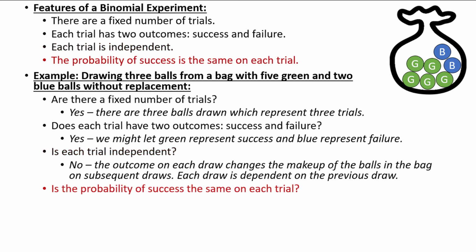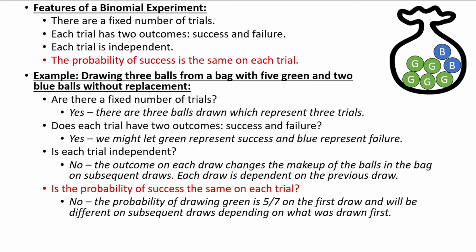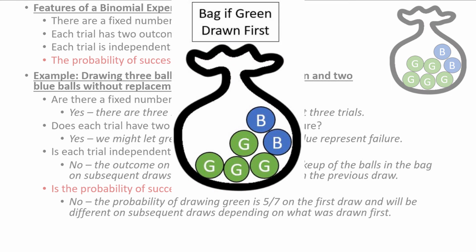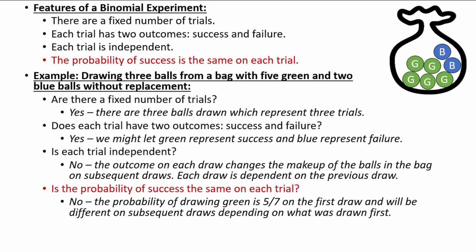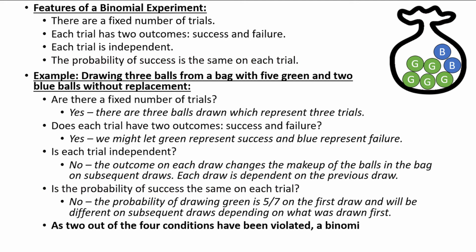Is the probability of success the same on each trial? No. The probability of drawing green is 5 out of 7 on the first draw, but the probability of drawing green on the second draw will be 4 out of 6 if green was drawn first, or 5 out of 6 if blue was drawn first. Since the probabilities change for each trial, we have not met the fourth condition. If any of the four conditions are violated, we can't use the binomial distribution. As 2 out of the 4 conditions have been violated, a binomial distribution cannot be used to model our example.